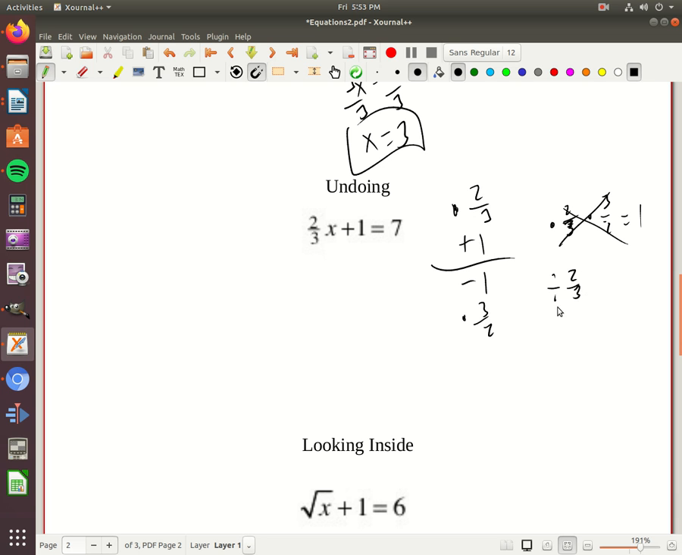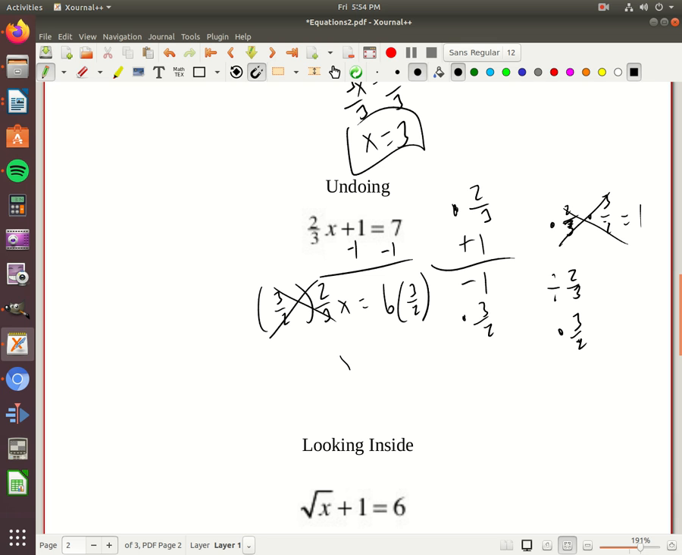And you're exactly right. But you'll recall we never divide fractions. We always multiply reciprocals. So there you go. Dividing 2/3 is the same as multiplying 3/2, and that's how we do that. So I'll go over here and I'll subtract 1. I get 2/3 x equals 6. Now I'll multiply both sides by 3/2.